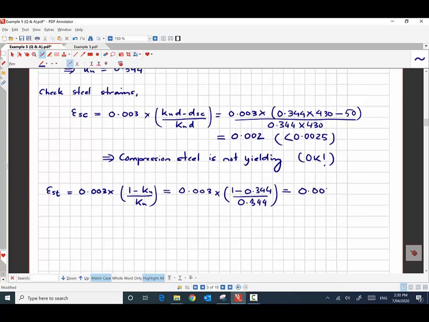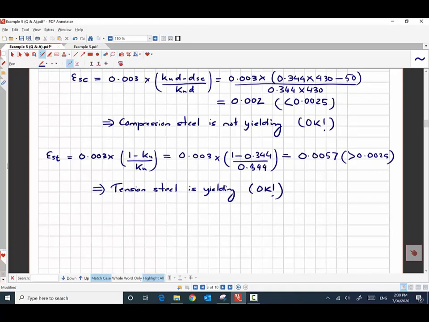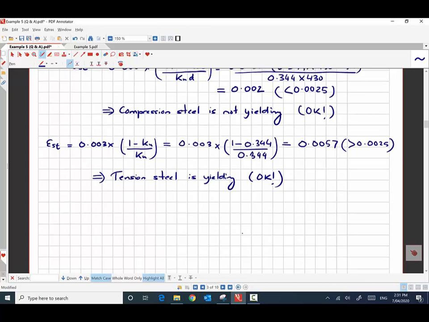Now checking the strain in the tensile steel, epsilon st. The strain in the tensile steel comes out at 0.0057, which is greater than the yield strain of the steel, 0.0025. Hence we know that the tensile steel is yielding. And this was our assumption as well, that the tensile steel is yielding and the compression steel is not yielding, and both of our assumptions are correct. So we can proceed to find out what would be the moment capacity of our beam.